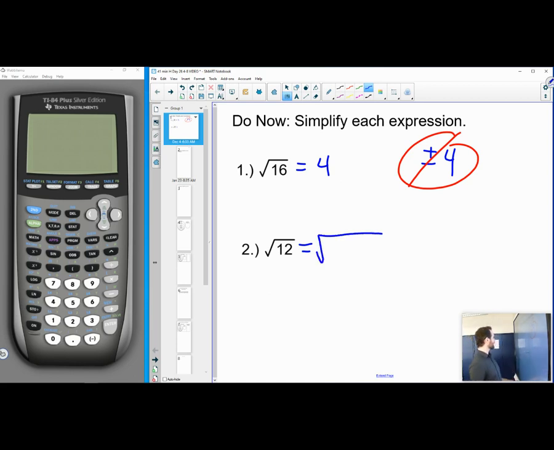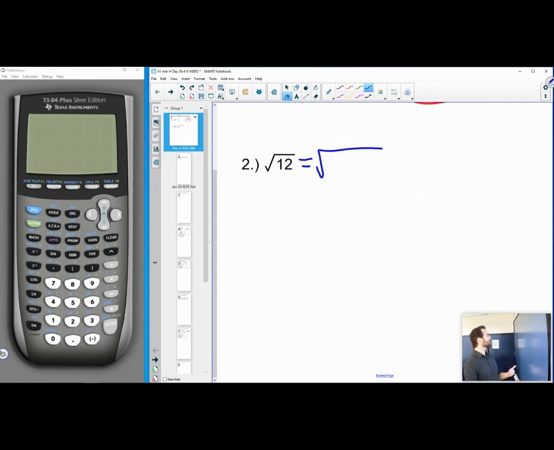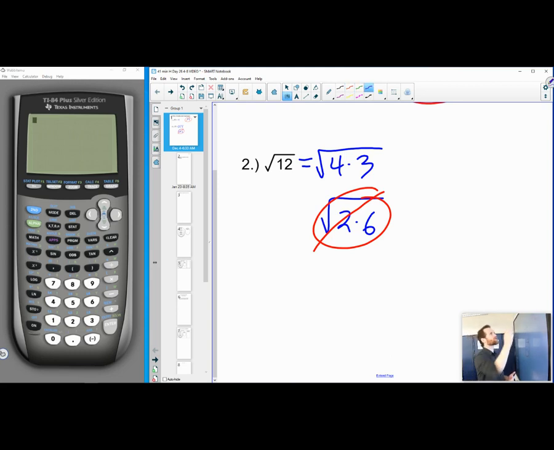So what we want to do is leave this in exact form, meaning we want to find two numbers that will multiply to get to 12, where one of them is a perfect square. So 4 times 3 would be what we want to pick. You also could have written it as 2 times 6, but this is not going to be helpful. Even though 2 times 6 equals 12, neither 2 nor 6 are a perfect square.